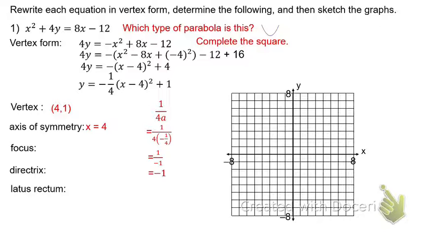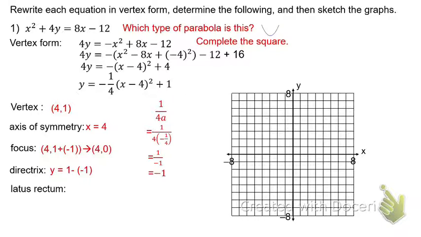So we'll add this to find the focus, and then subtract it to find the directrix. Now this is going to be above and below the vertex, which means we're doing it to the k value. So for the focus, it's (4, 1 plus a negative 1), which becomes (4, 0). And then for the directrix, y equals 1 minus a negative 1.